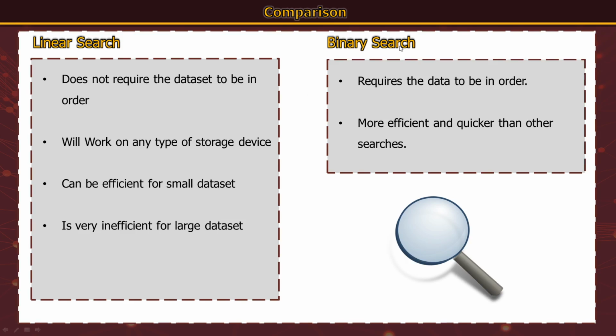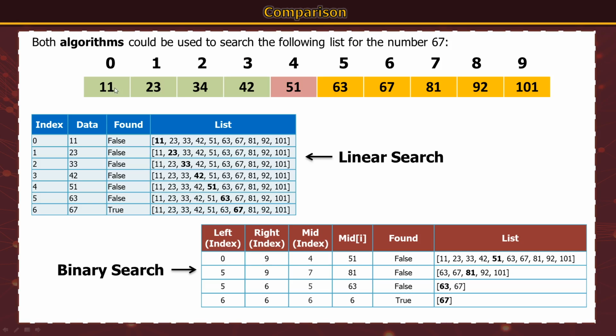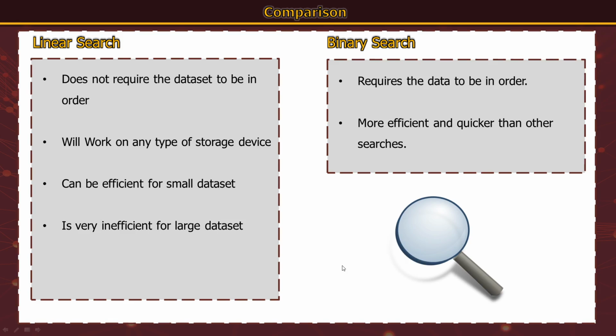The binary search, however, requires the data to be in order. So in this example here, the data is in order. It runs from 11 to 101. If it was jumbled up, the binary search would fail to work. This is a disadvantage of the binary search. However, the binary search is more efficient and quicker on larger lists.